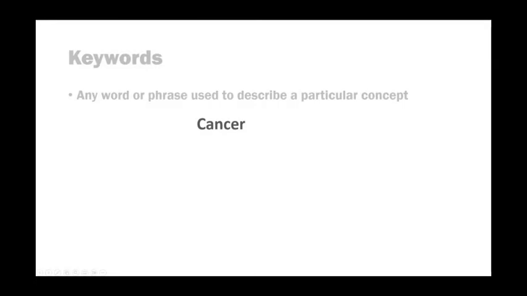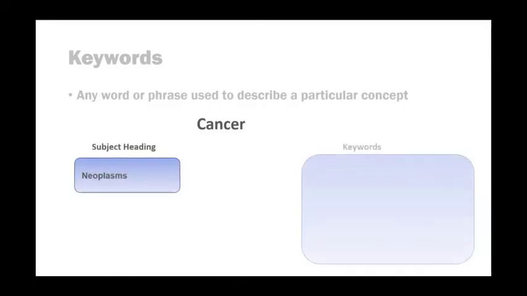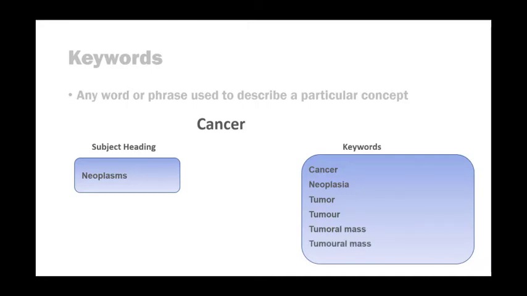Let's look at another example for the concept of cancer. Neoplasms is the MeSH, but the list of keywords is extensive. Keep in mind that keywords don't account for spelling variations or plural forms. For example, if you want to retrieve articles that include the British spelling of tumor, you'll need to include that term in your keywords list. Otherwise, the database will overlook it. A thorough literature search will include as many keywords and key phrases as possible.